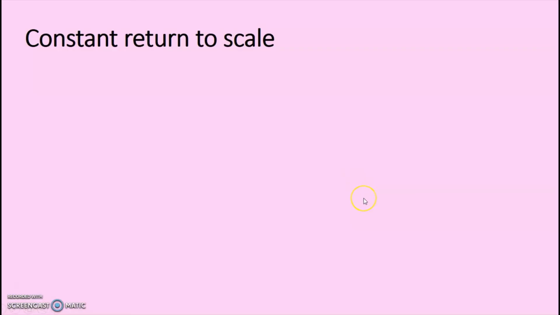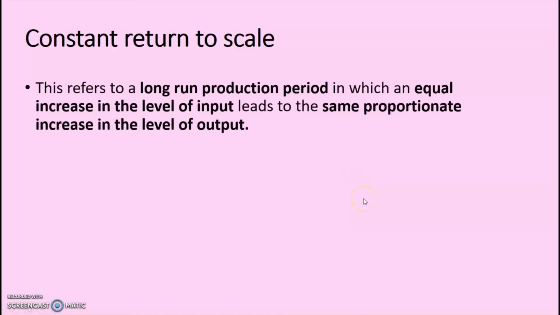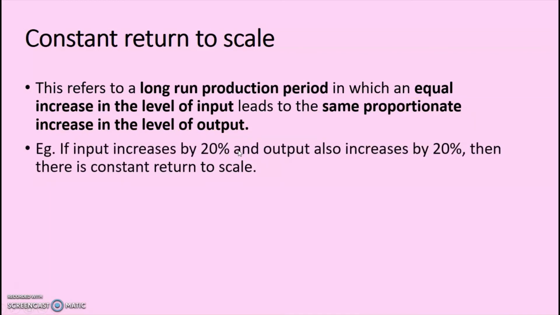So we look at that of the constant return to scale. As the name suggests, constant return to scale refers to a long-run production period in which an equal increase in the level of input leads to the same proportionate increase in the level of output. So I'm stressing on the same proportionate increase in the level of output. We are talking about constant return to scale.